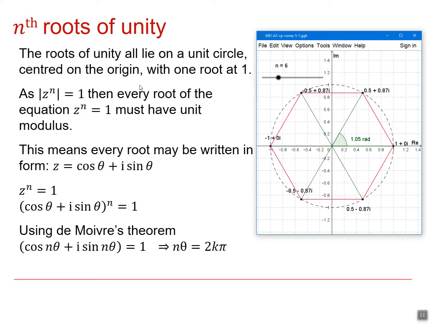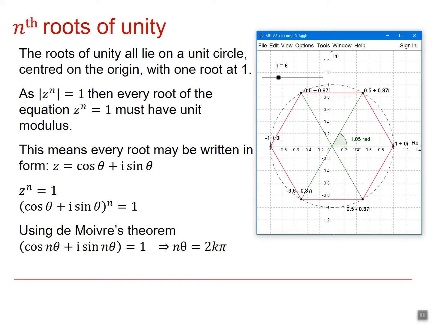We've also seen that the roots of unity all lie on a unit circle, whatever the power, with one root at 1. So because the mod of z to the n is equal to 1, every root of the equation z to the n equals 1 must have a unit modulus. And this means that every root can be written in the form z is equal to cos theta plus i sine theta. So if z to the n equals 1, that means that cos theta plus i sine theta to the n equals 1. And using de Moivre's theorem, that gives us that cos n theta plus i sine n theta is equal to 1. And that tells us that n theta must be 2k pi.